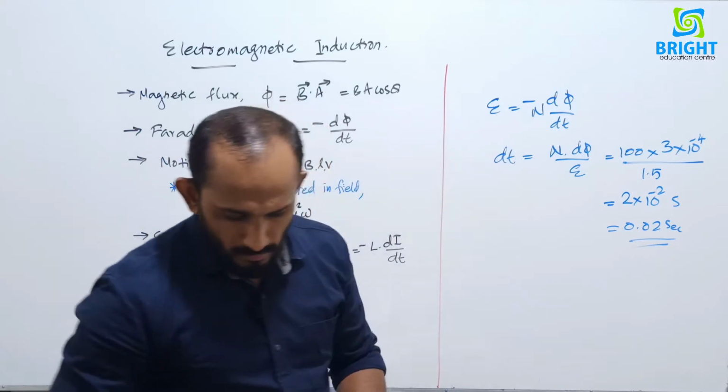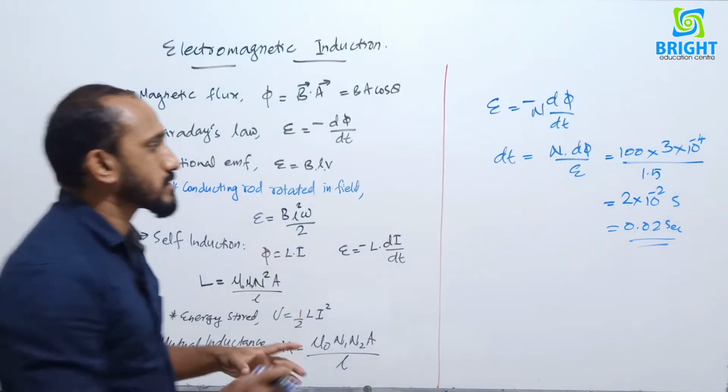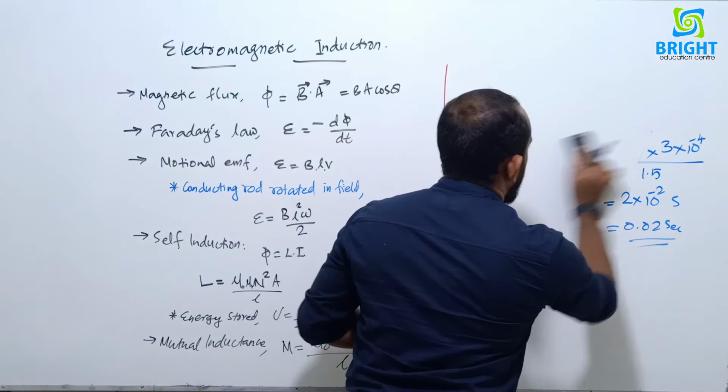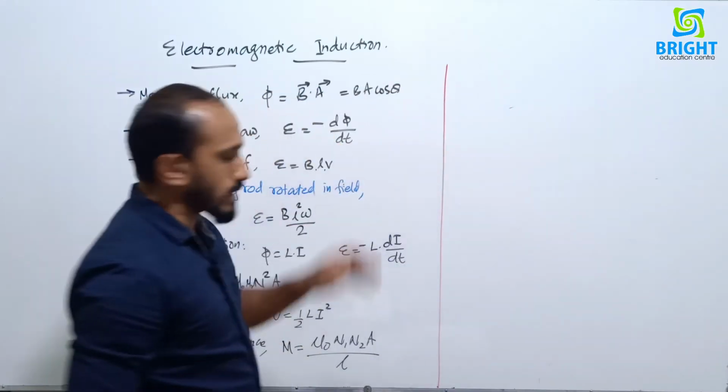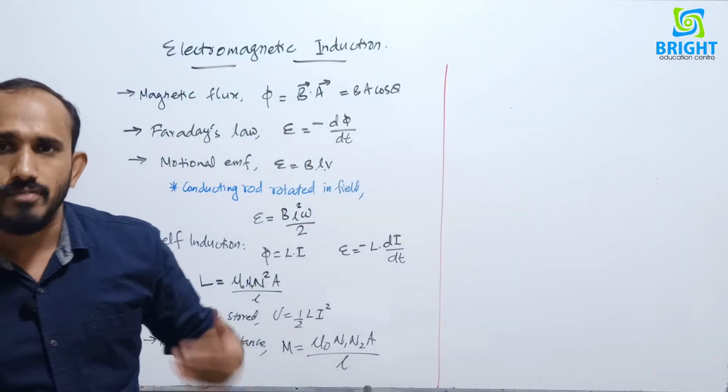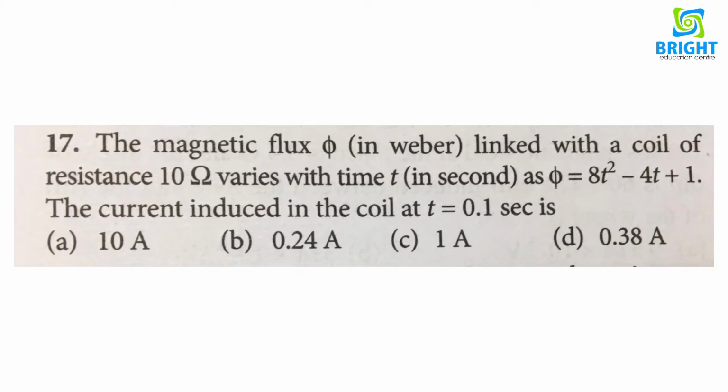We can check one more question. Suppose phi is given as a function of time, then how to do it? You should differentiate the function actually. One question like this: the magnetic flux phi linked with a coil of resistance 10 ohm varies with time t as phi is equal to 8t square minus 40 plus 1. The current induced in the coil at t is equal to 0.1 second is.